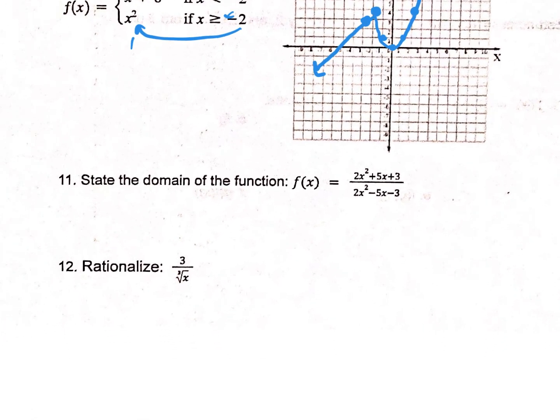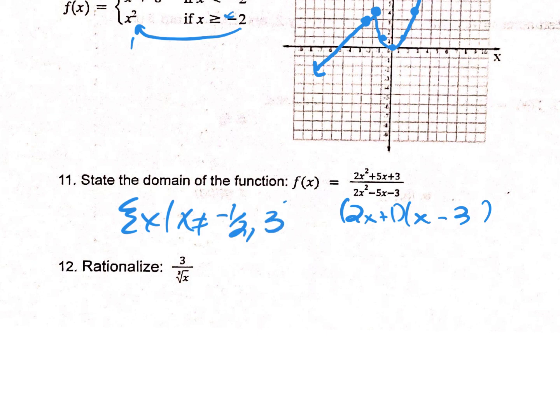Number 11, state the domain. The domain, all that matters is the bottom must not be 0. So I'm going to factor it. I'm actually doing slide, divide, slide in my head here, which gives me -3 there and +1 there. So here's what my domain is. The domain is all x such that x cannot equal -1/2 or +3. That's your domain.